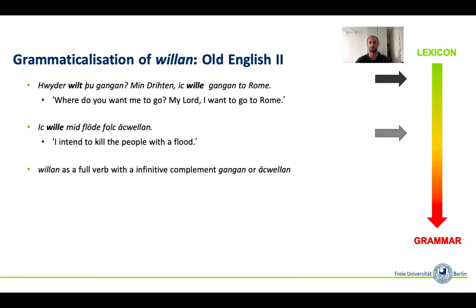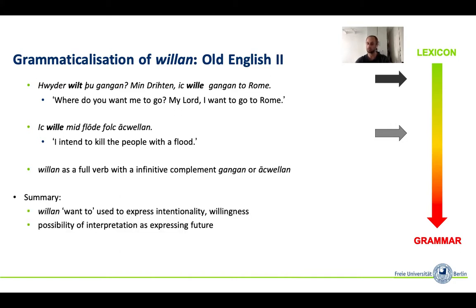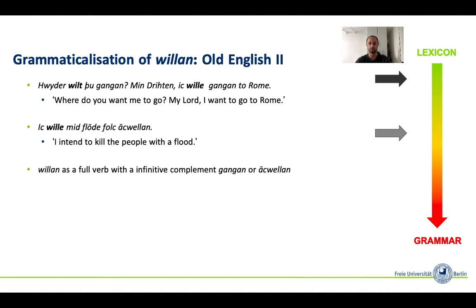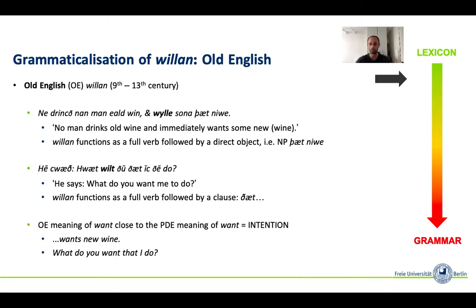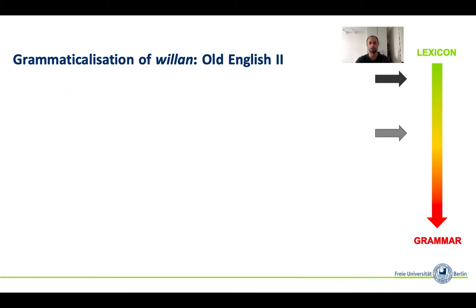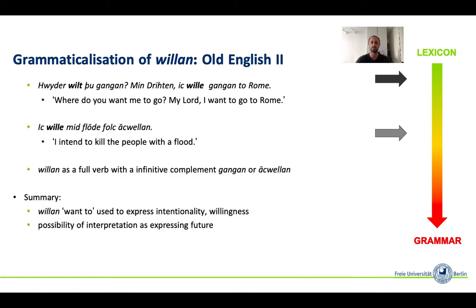Here, willan is used as a full verb, but it has not a clause with that, nor a noun or a noun phrase as its complement, but another verb as its complement. Gangan and aquellan, to go, right? I want you to go, I want you to kill, or I want to kill the people, and so forth. So it is not really, as it was before, intention, desire. Here, we see the meaning is more like intention, willingness, readiness. I want to go to Rome. It's sort of, I wish to go to Rome.